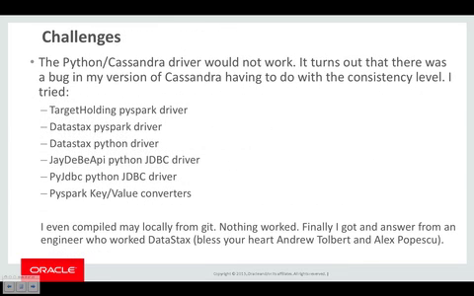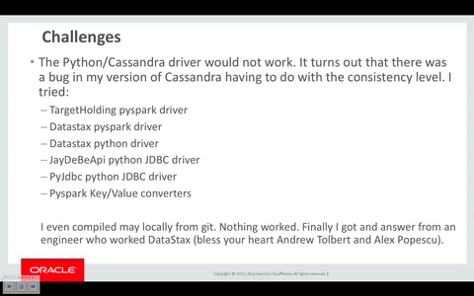The challenge for me particularly was the Python Cassandra driver. I could not find one that worked. It turned out there was a bug in Cassandra between the different drivers. For the version of Cassandra that I had, it did not work, which was very frustrating. I did not know at the time, but I tried the Thrift one, DataStax's PySpark driver, DataStax's Python driver, a couple of different JDBC drivers, and a different technique on a GitHub page that a lot of people looked for.